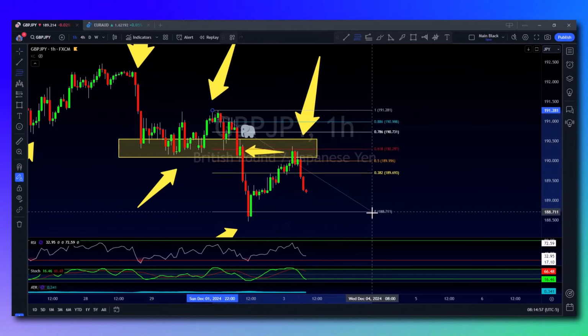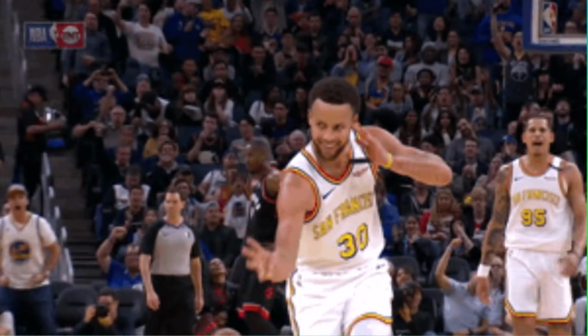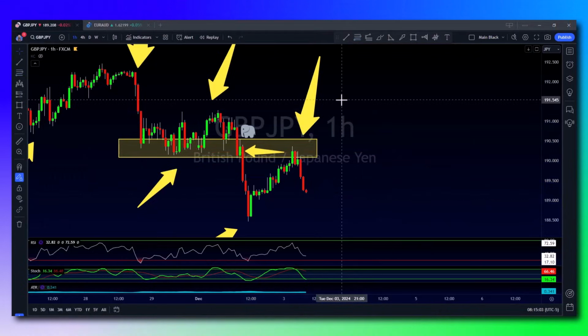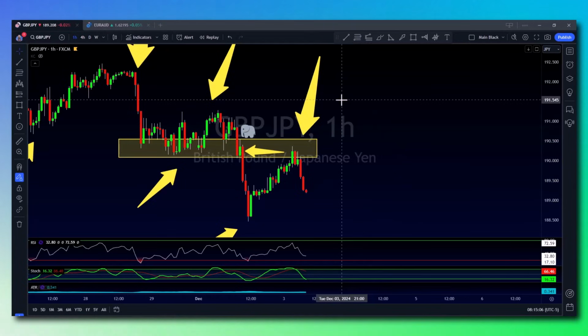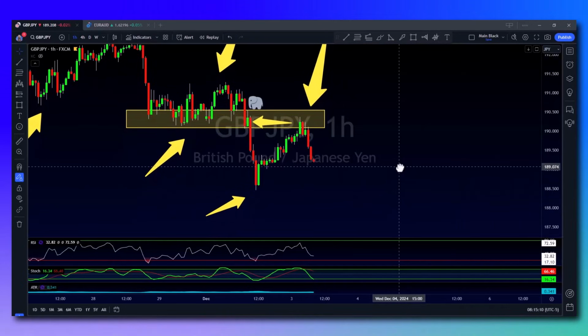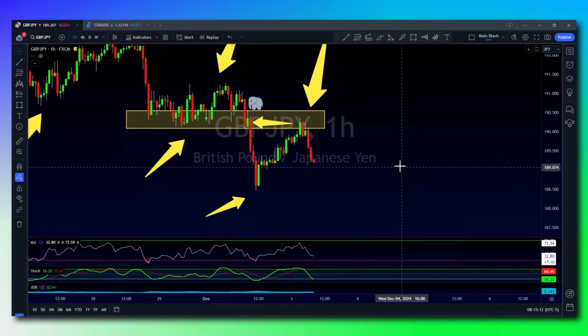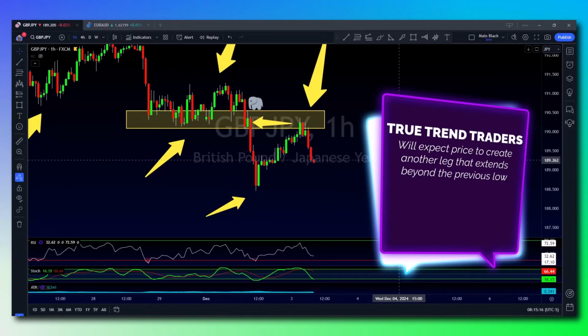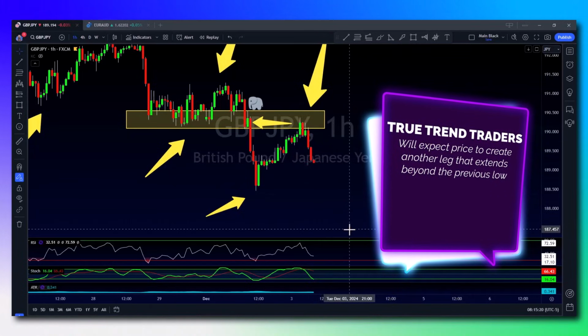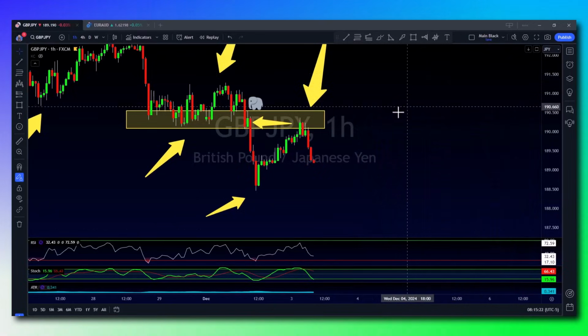Fibonacci retracement, swing high to swing low. Perfect retracement right there, and now we're following through. So the expectation is this, and it's going to change a little bit depending on your philosophy as a trader. A true trend trader is expecting another extension, a continuation lower. There are different ways to predict where we're likely to continue to.